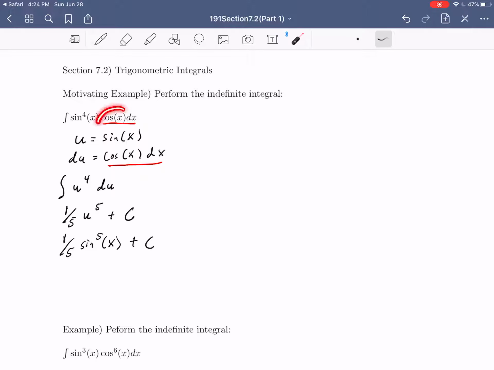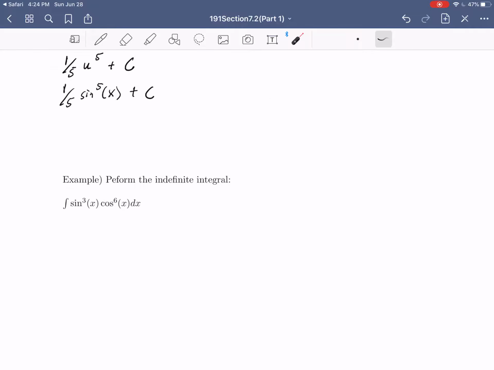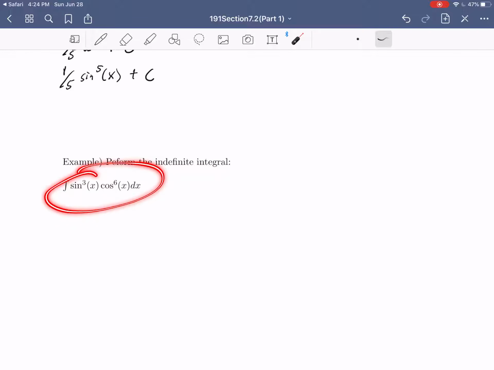So if we can isolate a single instance of one of the sine or cosine functions, then we can perform this u-substitution. So let's look at some more interesting examples that require a little bit of modification before we can do this trick. So here's another product of sines and cosines, except it's even a little bit more complicated. Now we have sine cubed times cosine to the 6th x dx.